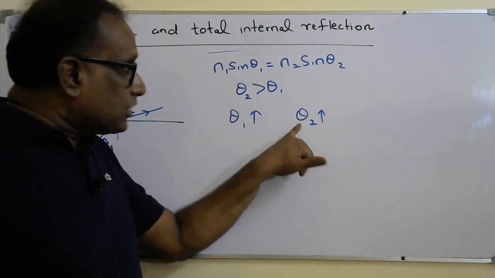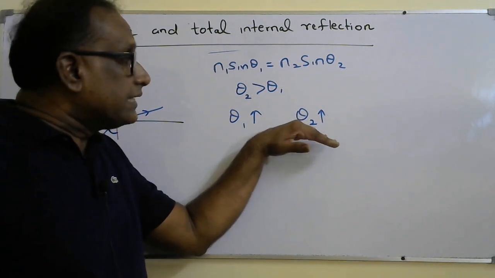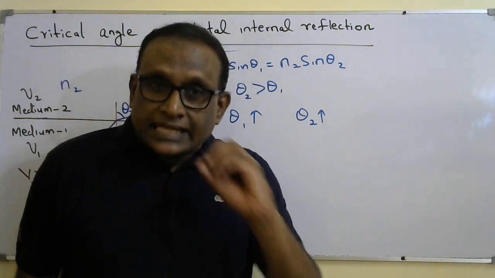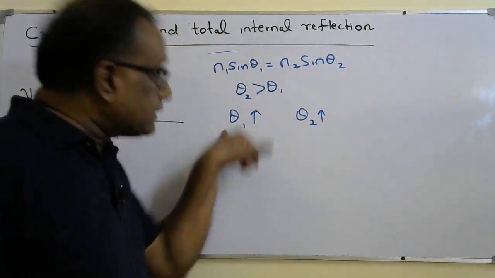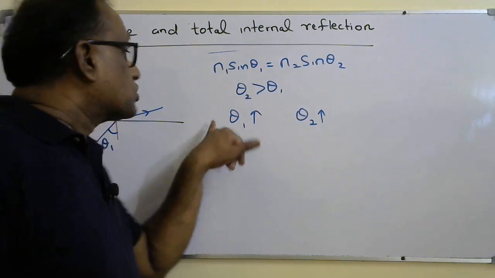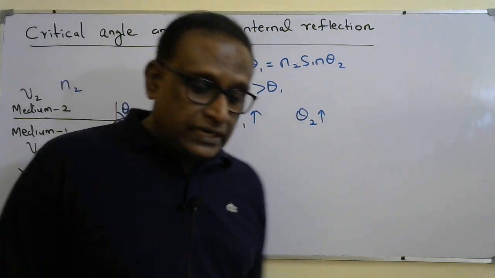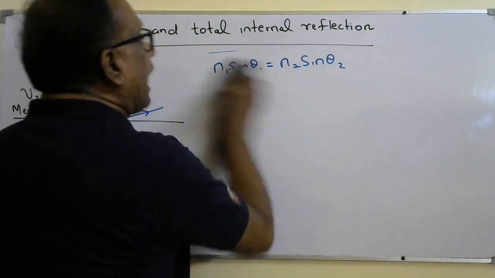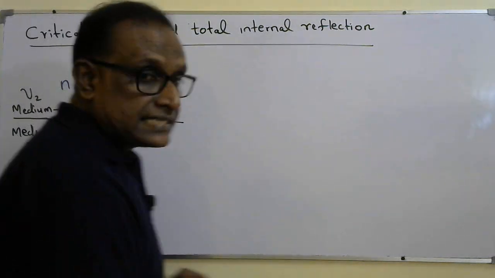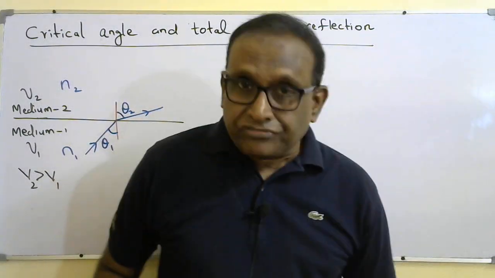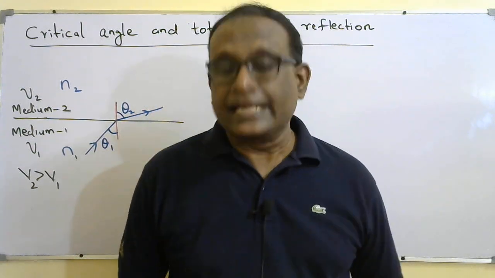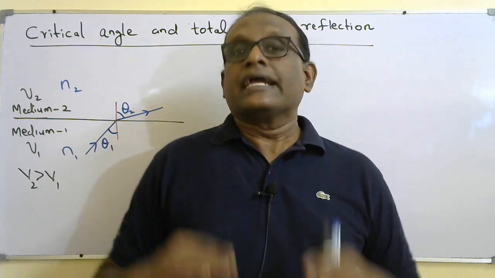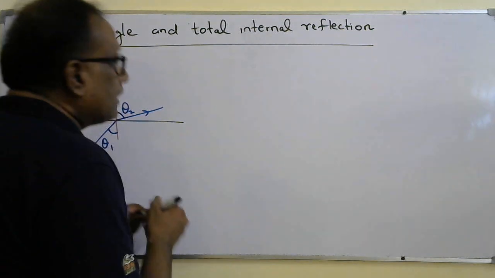Both will increase, but theta 2 is already greater than theta 1. So, theta 2 will become 90 degrees before theta 1 becomes 90. This particular angle of theta 1 at which theta 2 becomes 90 degrees is called the critical angle. So that means when light travels from an optically more denser medium to a less denser medium, for a particular angle of incidence in the more denser medium, the angle of refraction in the less denser medium becomes 90 degrees. This particular angle of incidence in the more denser medium is called the critical angle. So they are at critical angle.